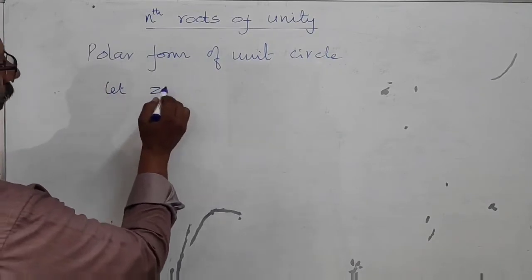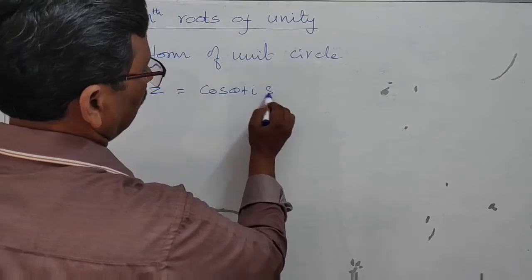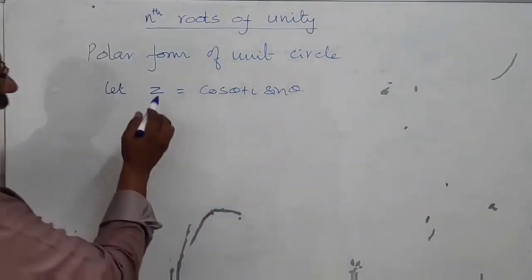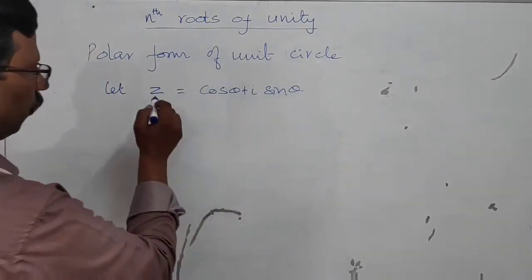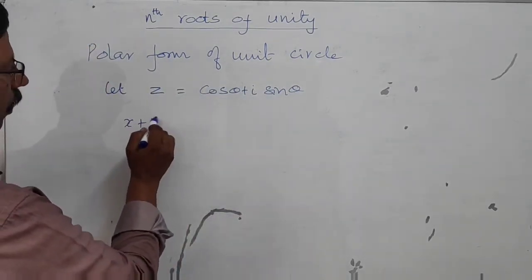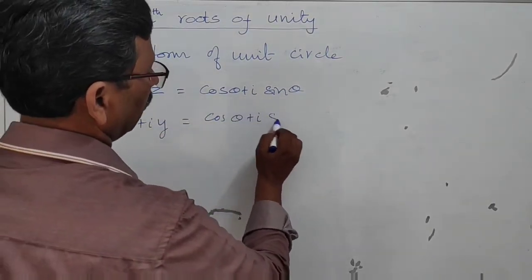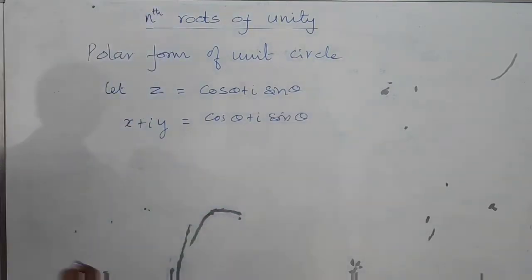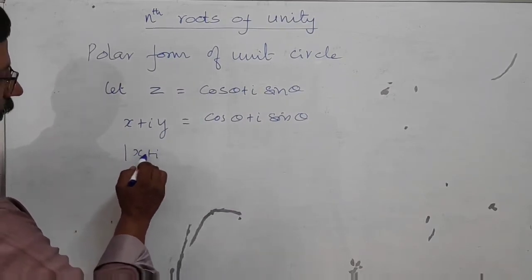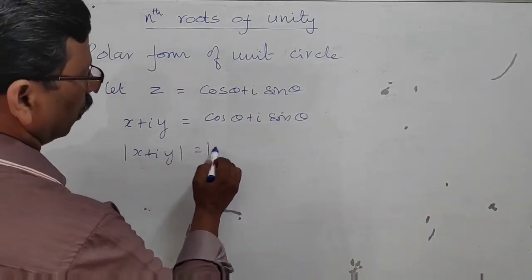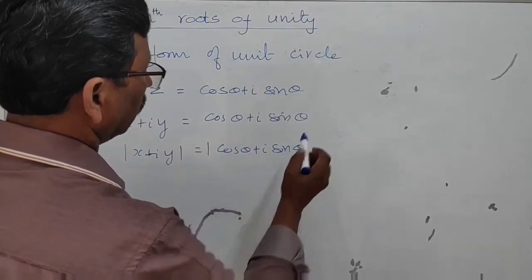Therefore let z is equal to cos theta plus i sin theta. Now z is in the standard form, rectangular form, and this is in the polar form. Therefore z can be written as x plus iy. So x plus iy is equal to cos theta plus i sin theta. Now we are taking the modulus on both sides. The modulus of x plus iy is equal to the modulus of cos theta plus i sin theta.